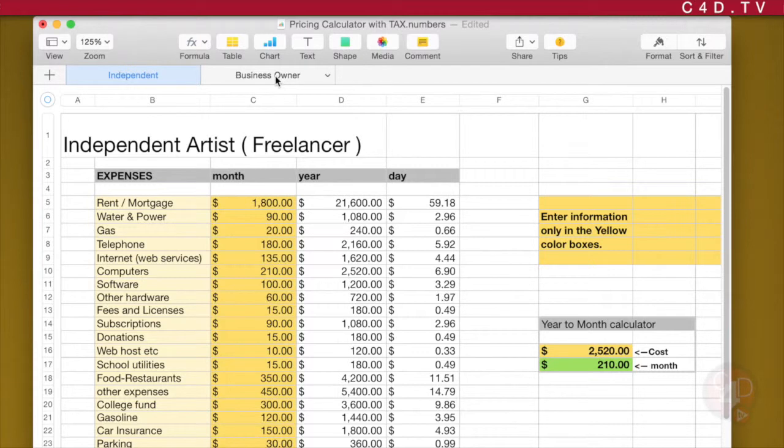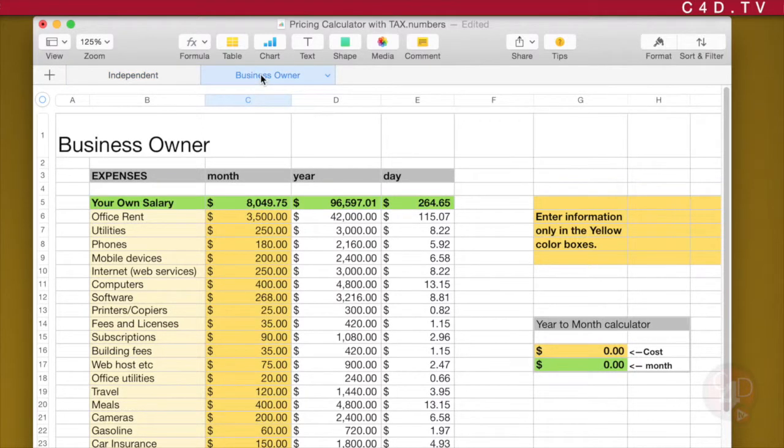The second section is for the business owner. So you are an independent artist, freelancer, and you're making a little money, and suddenly your accountant tells you, you know what, you should create your own business, because now you are hiring other colleagues, other freelancers, to help you do your own work. So basically it is telling you that you are going to have to expand your business. Okay, so when you go into the business owner, you're going to see a similar spreadsheet in here.